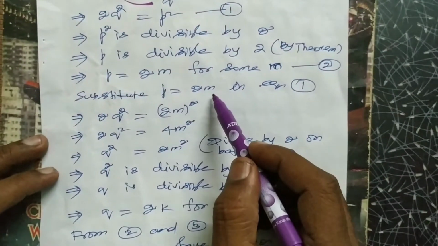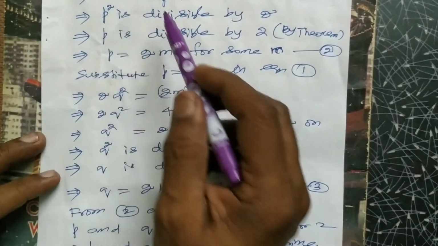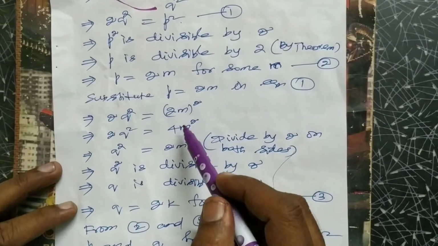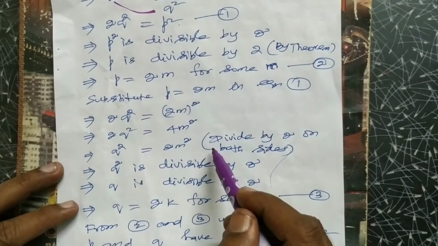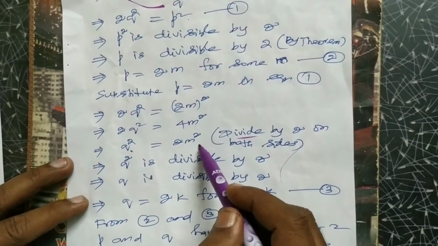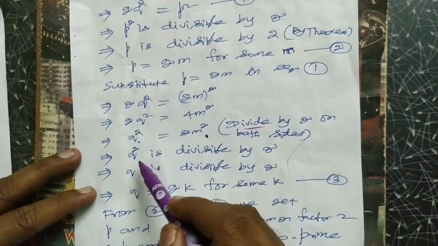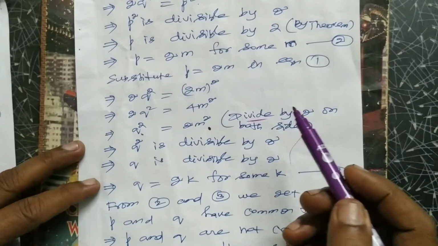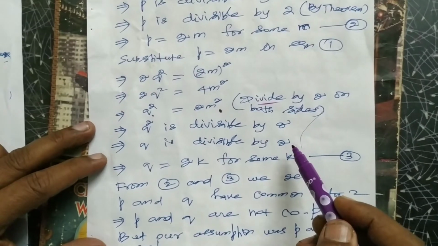Substitute p equal to 2m in equation 1. Then 2q square equal to (2m) whole square. (2m) whole square will be 2m into 2m, that is 4m square. Now dividing by 2 on both sides, we get q square equal to 2m square. As q square equals 2 times m square, q square is divisible by 2, as q square contains a factor 2. Then again by the theorem, q is divisible by 2.